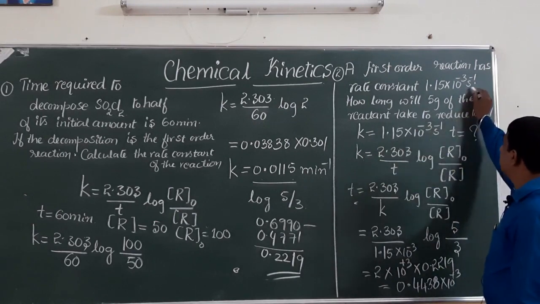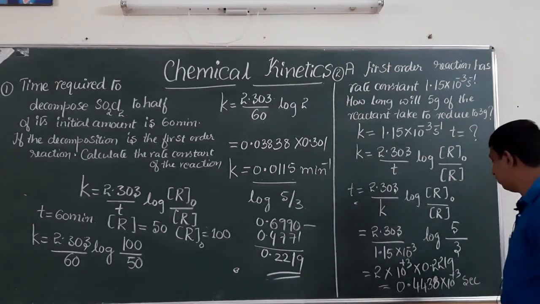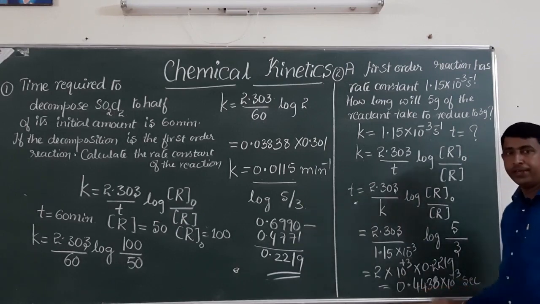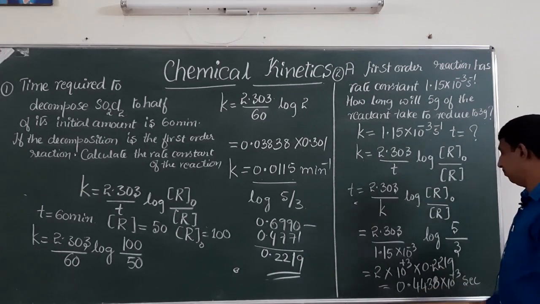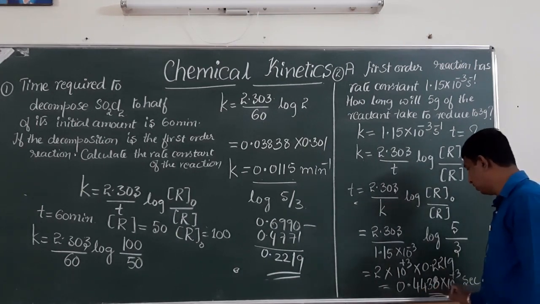See, value of k is in terms of per second, so unit of time is seconds. So it is 0.4438 into 10 to the power plus 3 seconds. This is the answer.